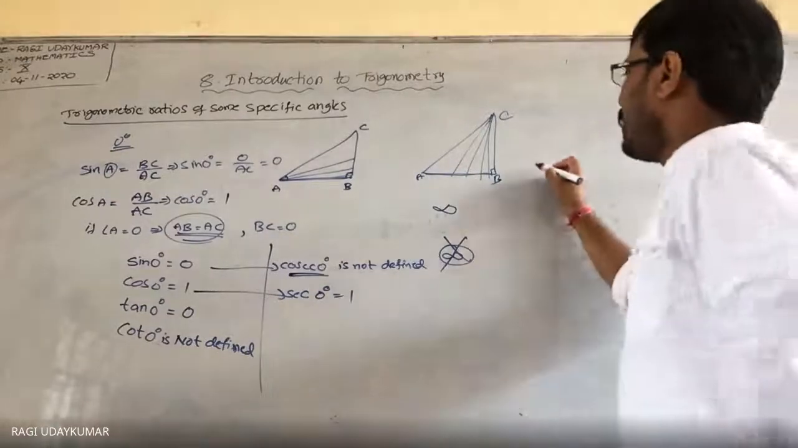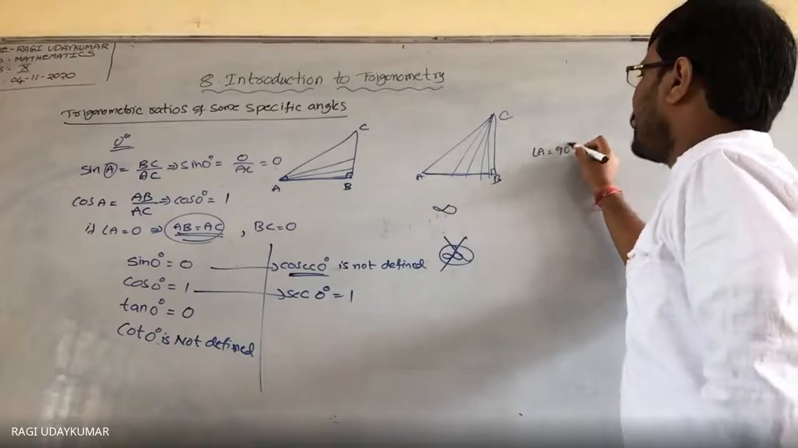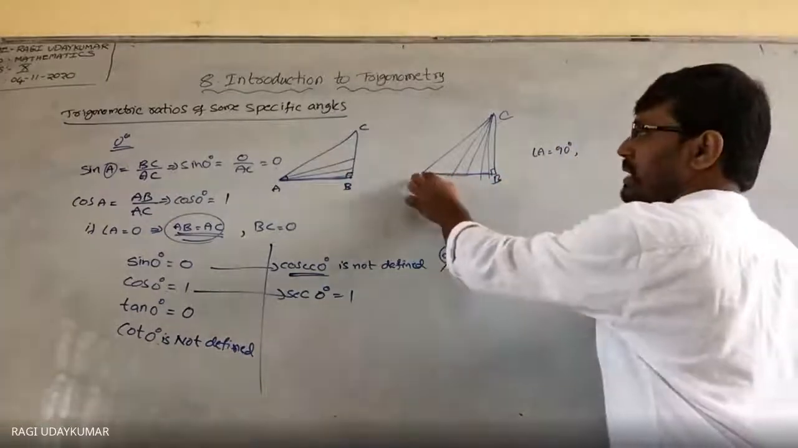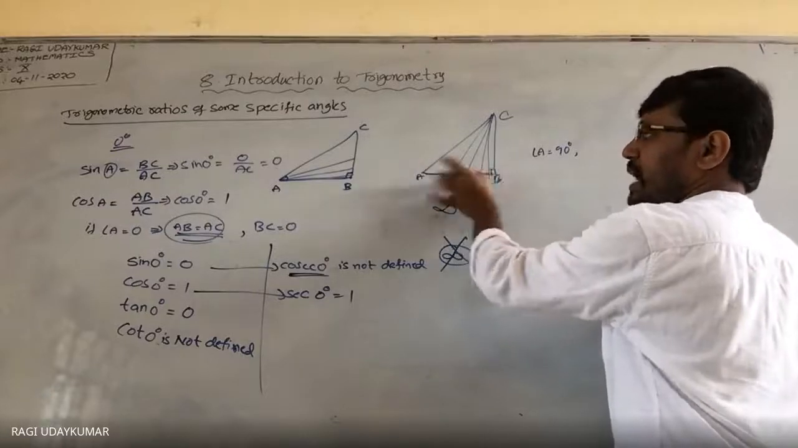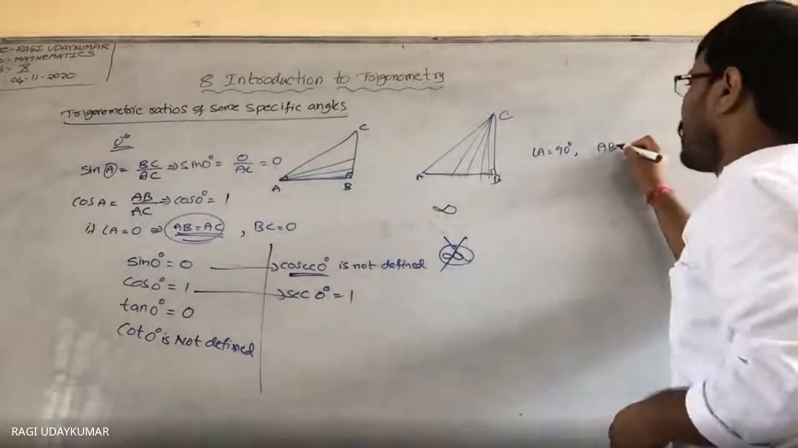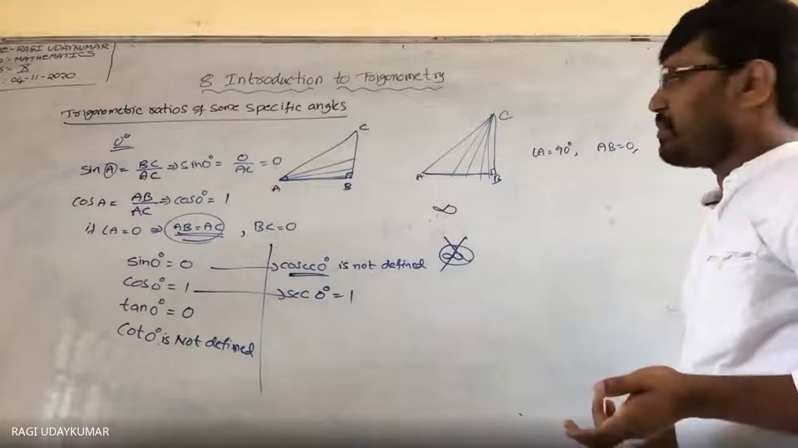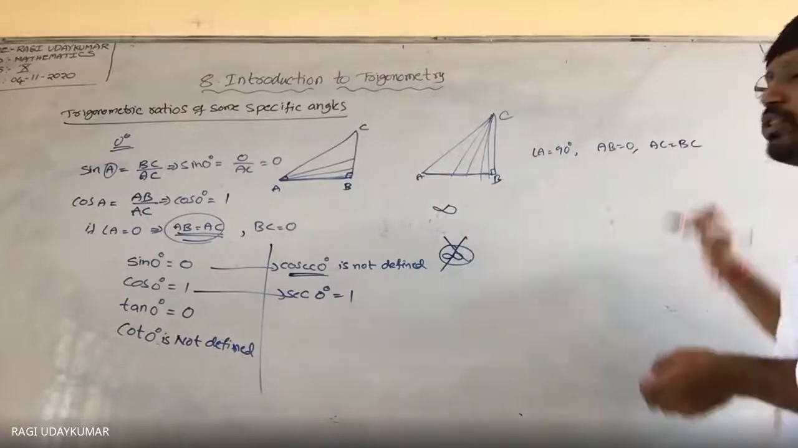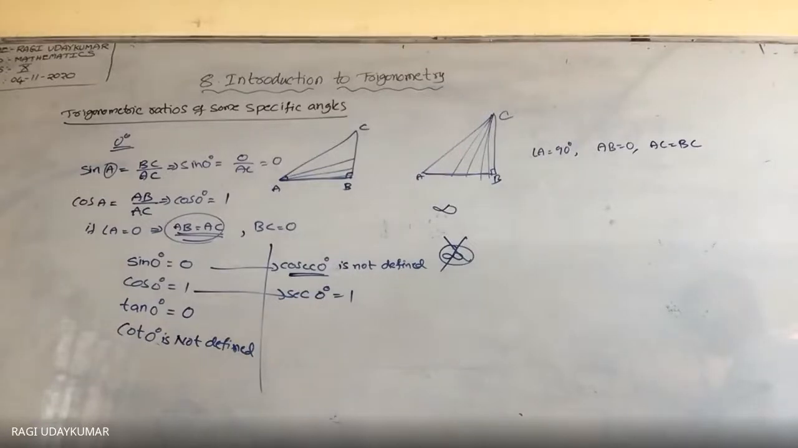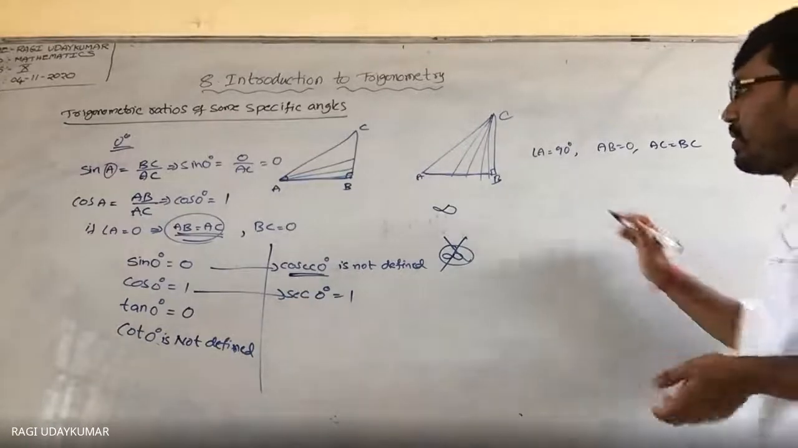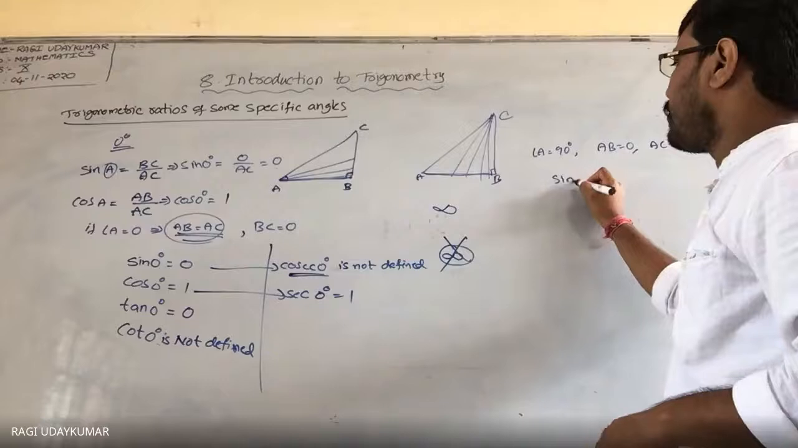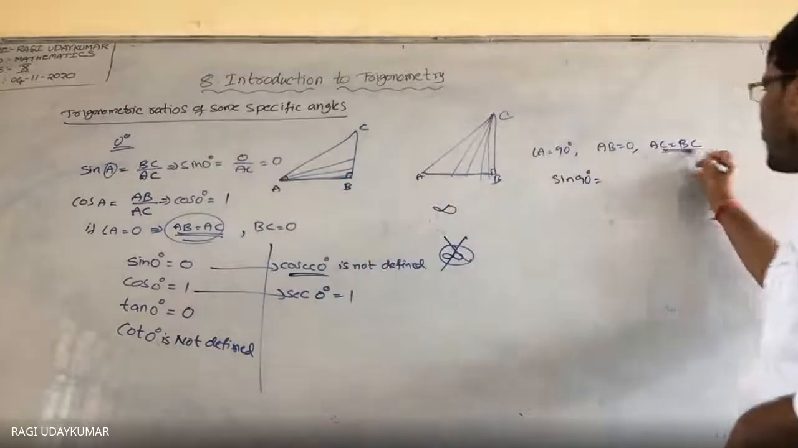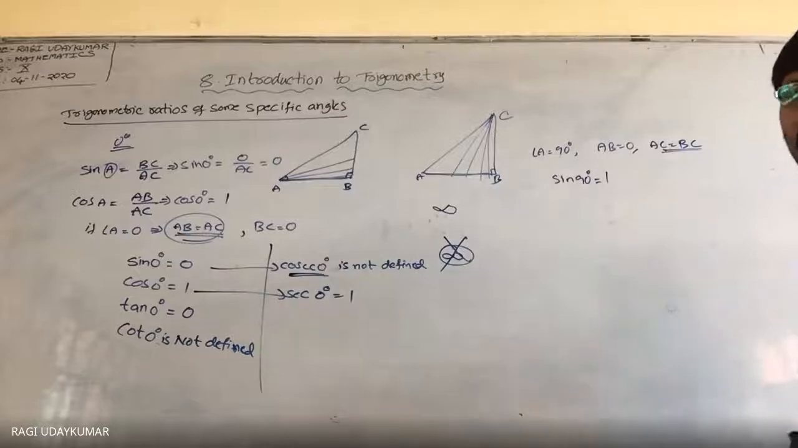So if angle A is equal to 90 degrees, what happens? This part vanishes. Look, first it came from here to here, and so on, so this also becomes 0. Then which two became equal? AC and BC are equal. Now you can find out in the same way. Sin 90 degrees is equal to what? BC by AC. Since BC and AC are equal, this value is equal to 1.